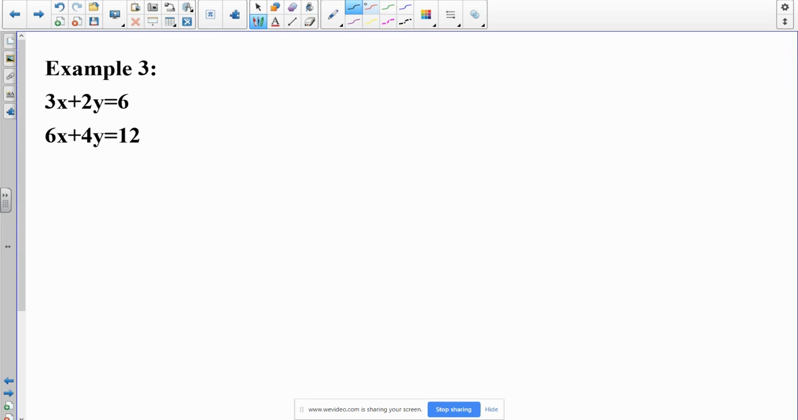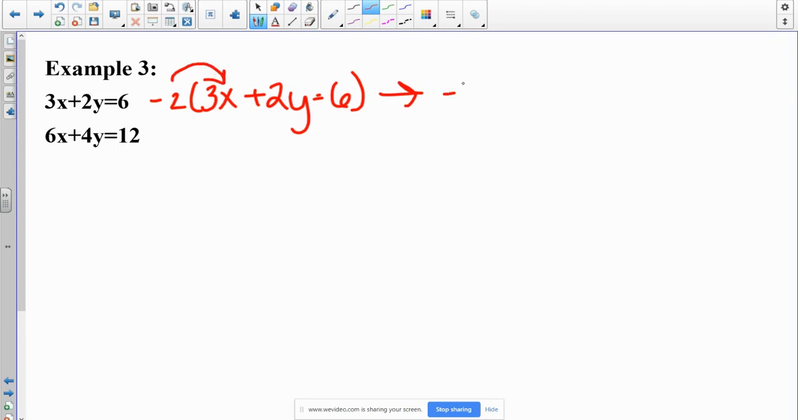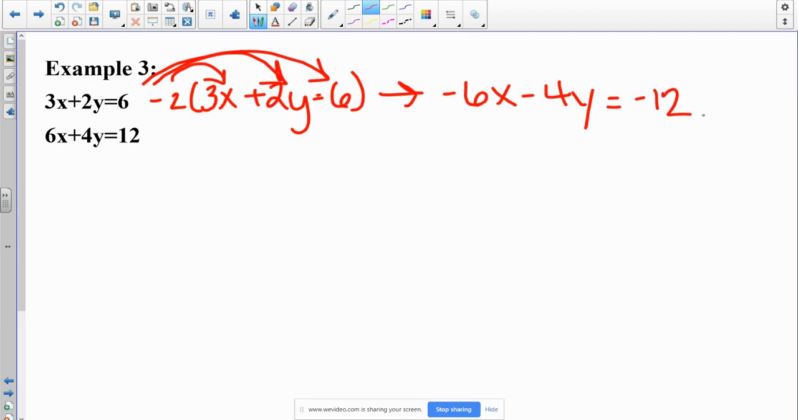Okay, this time I'm going to look at it. We'll go back to getting rid of the x here. So if I want this to become a -6, remember I want them opposite coefficients, I'm going to have to take this top one times a -2. I'm going to go ahead and do that. And I'm going to get -2 times 3x is -6x, -2 times 2y is -4y, and -2 times 6 is -12. And that can happen because it's still equivalent as long as you multiply every term by that -2.